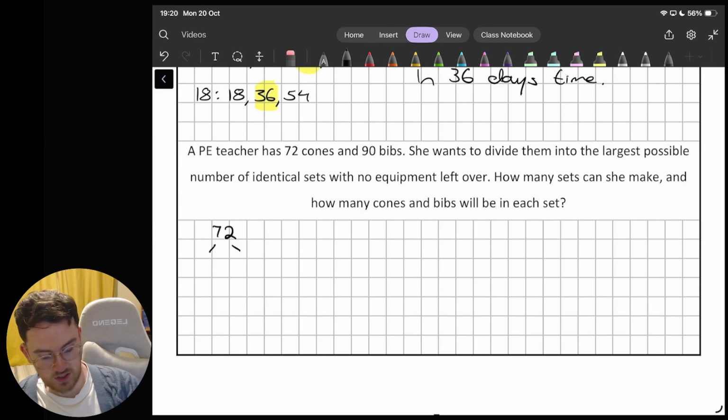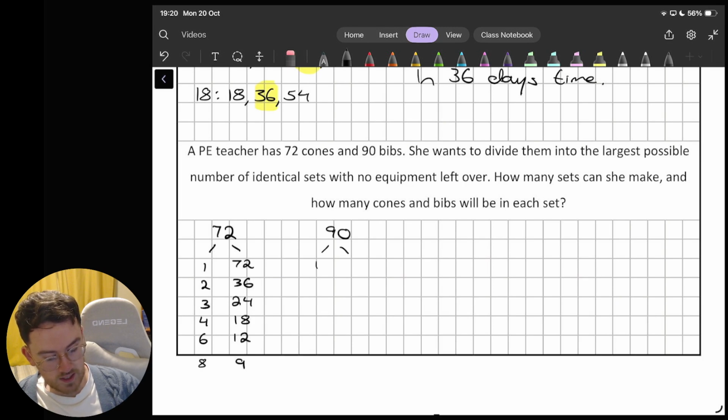We'll start with 72. Well, obviously we have 1 and 72. We have 2 and 36. We have 3 and 24. 4 and 18. 6 and 12. 7 doesn't go in. 8 and 9. So I'm content that I got them all now.